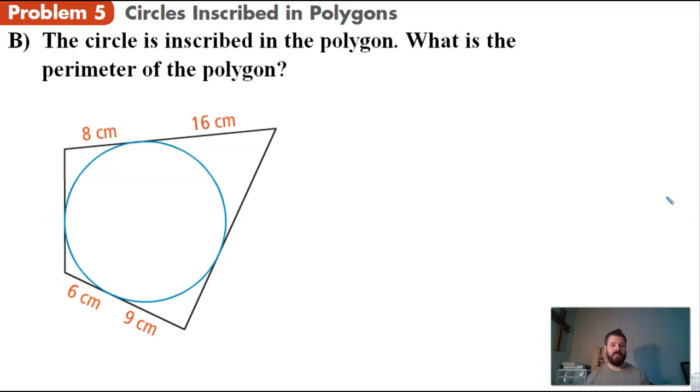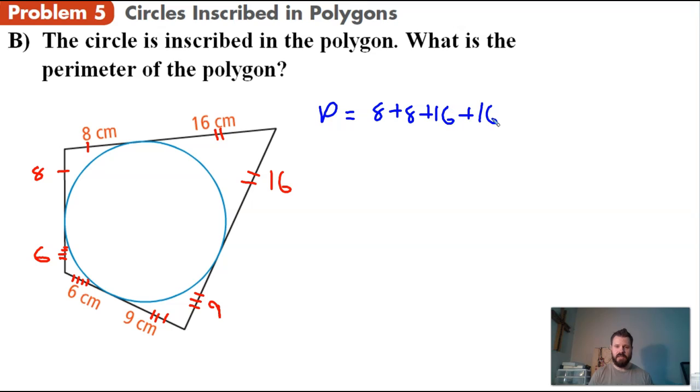All right, problem B, again, we have a circle inscribed in a polygon. Therefore, all the lines are tangent, so both these segments will have lengths of 8. Both these segments will have lengths of 16. These will both be 9s. And these will both be 6s. So the perimeter will just be adding all those chunks together. 8 plus 8 plus 16 plus 16 plus 9 plus 9 plus 6 plus 6. And when I add that all up, we end up with a 78, so we could say 78 centimeters for a perimeter.